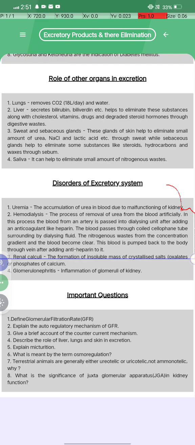Renal calculi: the formation of an insoluble mass of crystals of salts, oxalate or phosphate of calcium. Glomerulonephritis, what is it called? Inflammation of the glomeruli of the kidney.